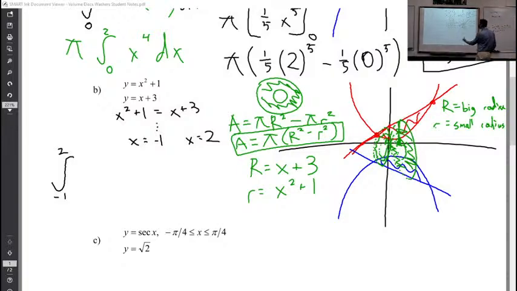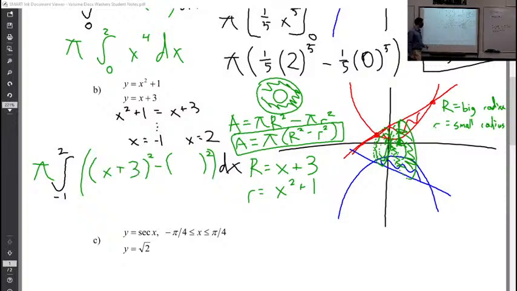And so now we're going to put that into our integral here, dx. So I'm going to go ahead and send the pi out in front. It's just a number, it comes out in front. And then remember, our formula is going to be big R squared minus little r squared. What was big R? Big R was x plus 3. Little r was x squared plus 1. So this would be our integral.